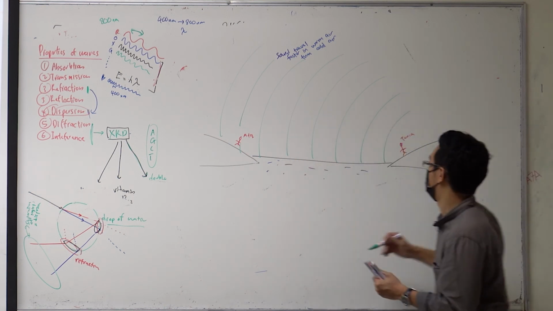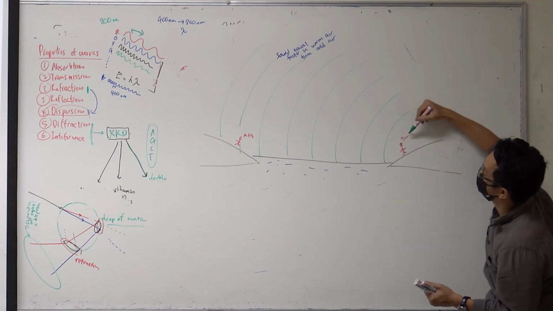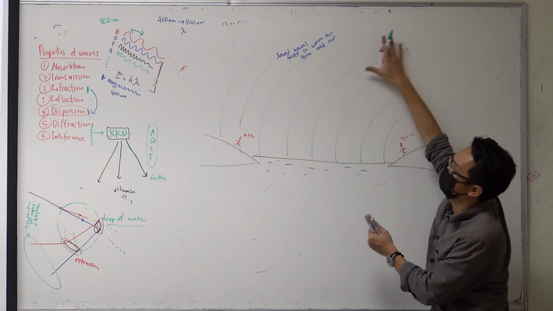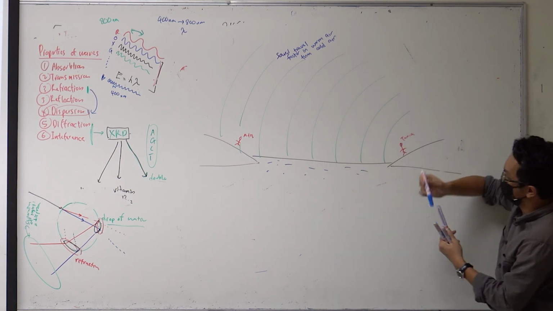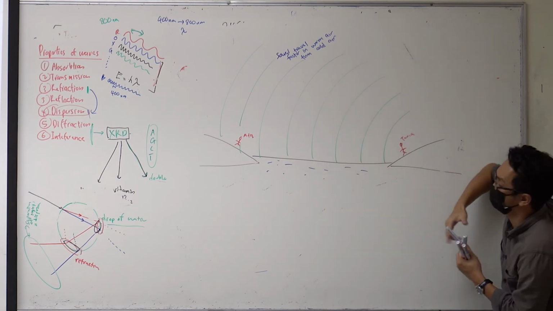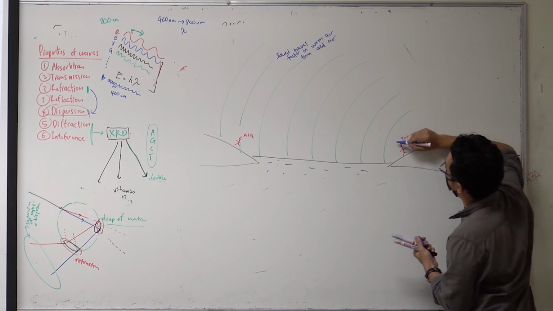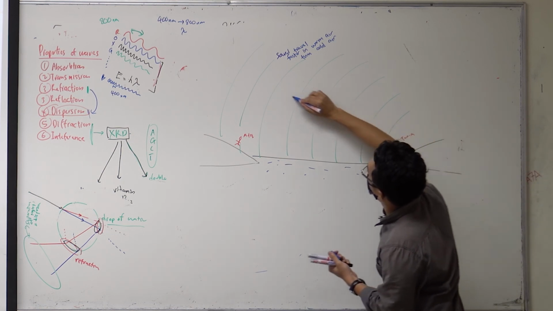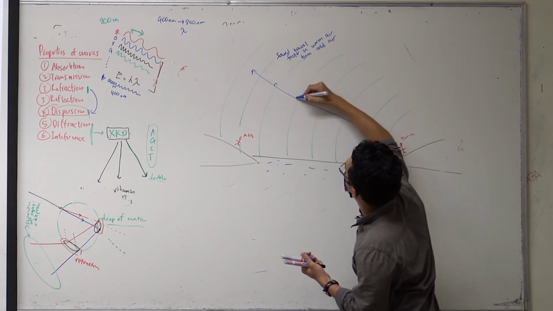The reason is this: this is the sound wave generated, and in the afternoon, let's say all these things are at the same temperature. Remember, one of the properties of a wave is that the propagation of the wave, the wave front, moves like this, perpendicular to the wave itself.